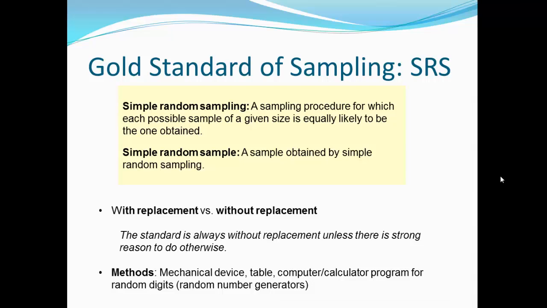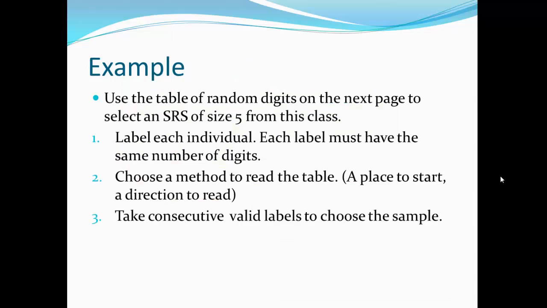Now, there is one distinction we need to make when we're doing a simple random sample, and you do want to pay attention to that, and that is whether we're doing sampling with replacement or without. The standard is always without replacement unless there is some strong reason to do otherwise. These selections are made by, say, a mechanical device, a table of random numbers, perhaps a computer or a calculator, a program for selecting random digits. These devices are known as random number generators.